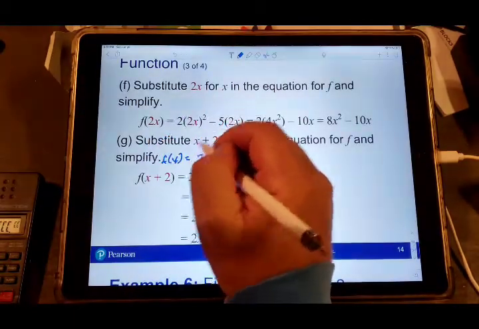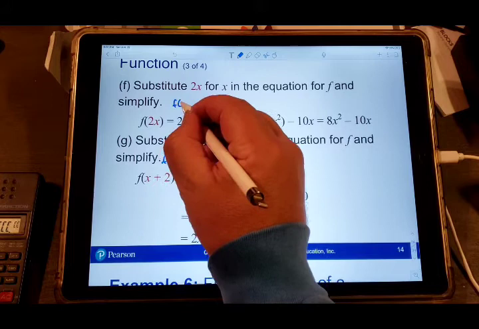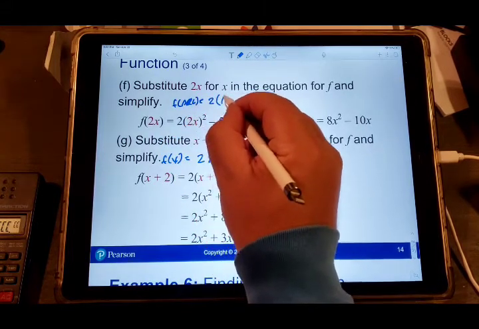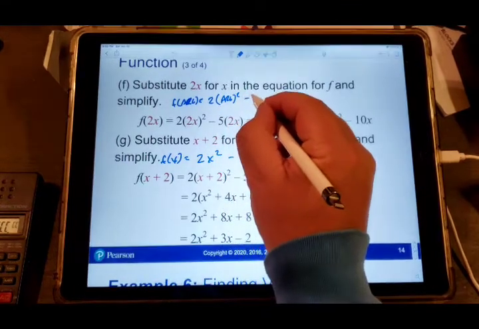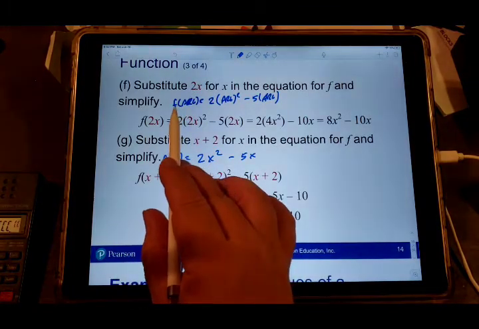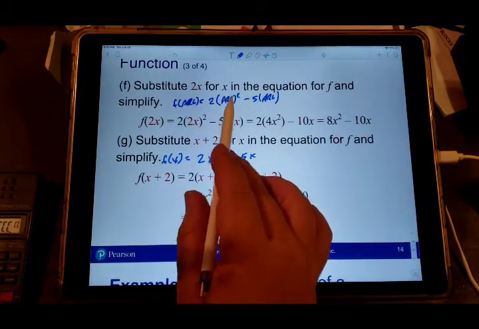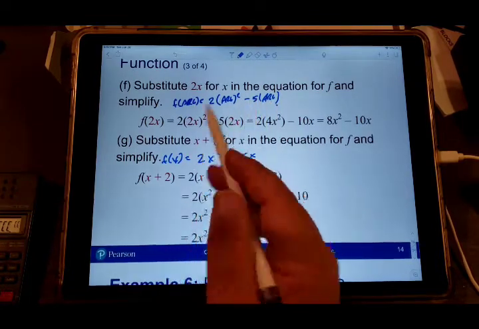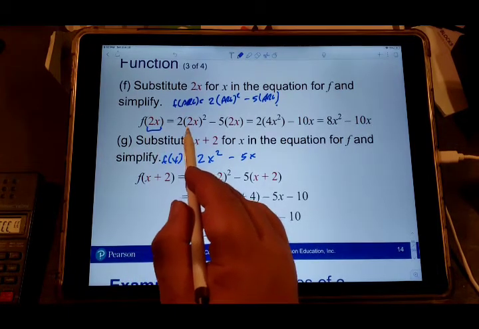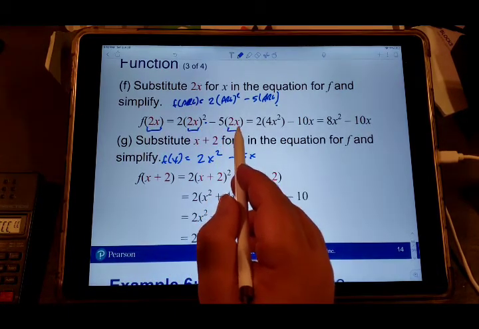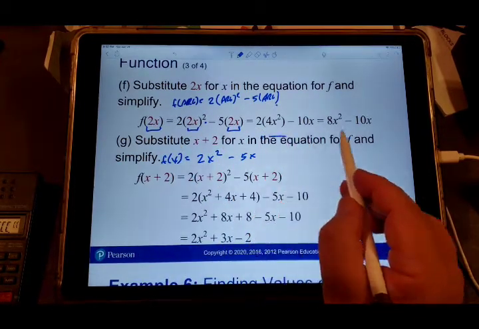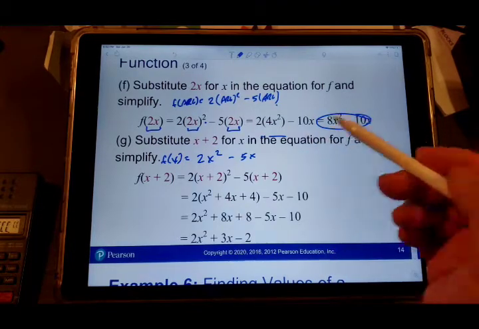Remember the way I'd written it: f of any argument is 2 times that argument squared minus 5 times that argument. That's not the way it was originally written. It was written f of x equals 2x squared minus 5x, but we know what it means. So if your argument is 2x, it's 2 times the argument squared minus 5 times the argument. Just say that as you're doing the substitutions. Simplify it, and we get an answer.